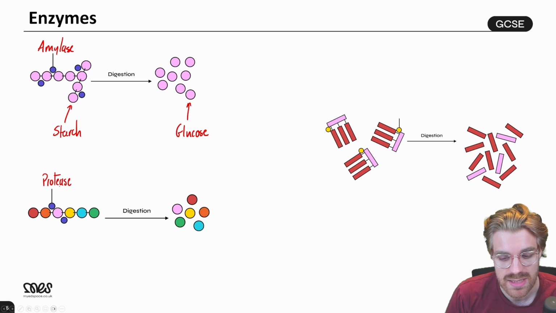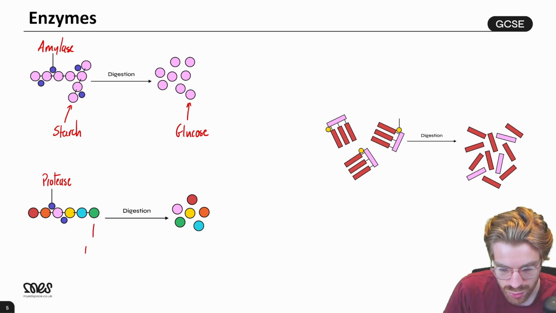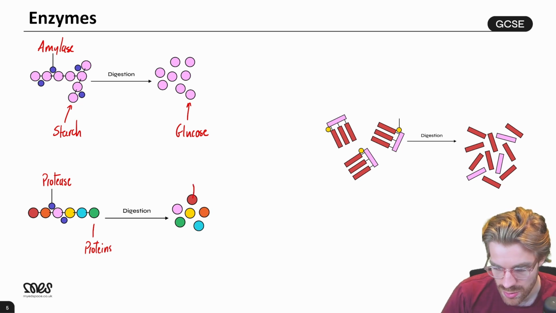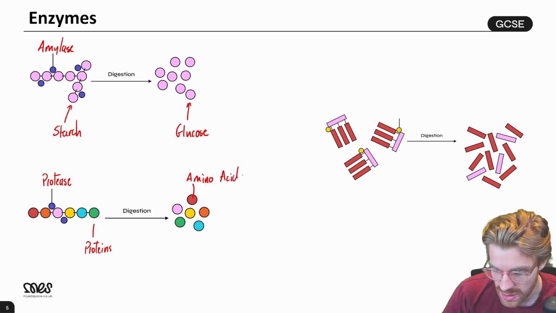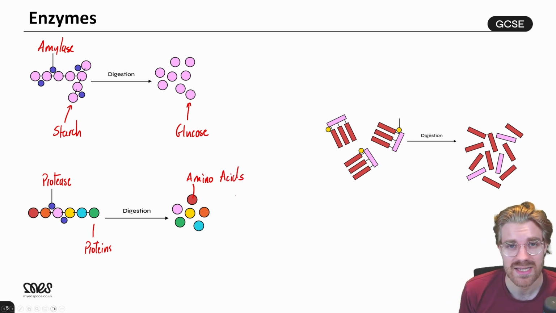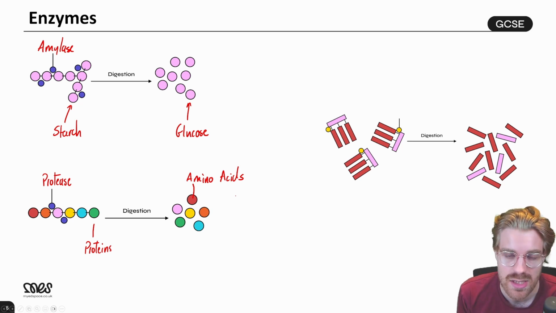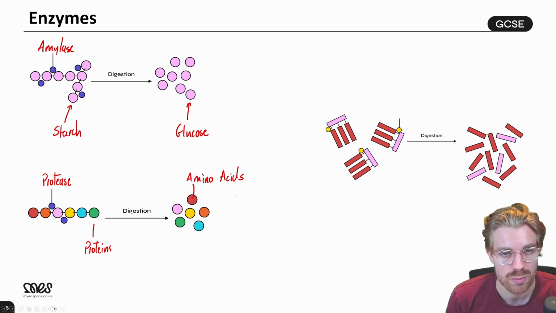Our next example of an enzyme is a protease. Now, proteases specifically break down proteins, and they are going to break those proteins into amino acids. We can see we've got different colors here for our amino acids. That's because there are 20 different amino acids in the natural world. And the proteins are made up of different combinations and sequences of these amino acids. But the proteases are going to break the proteins down into these individual monomers.